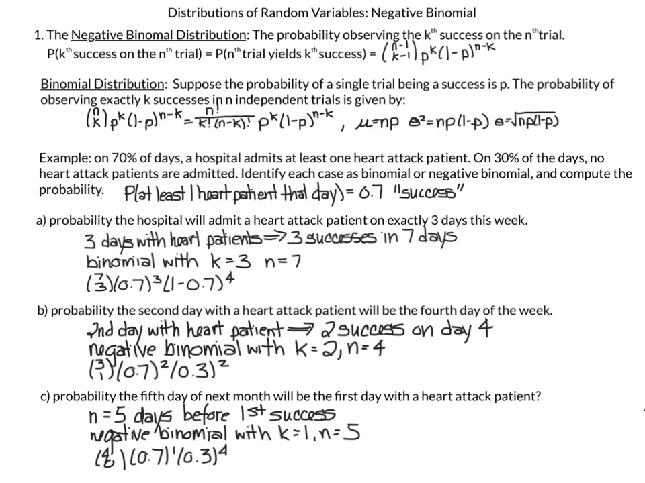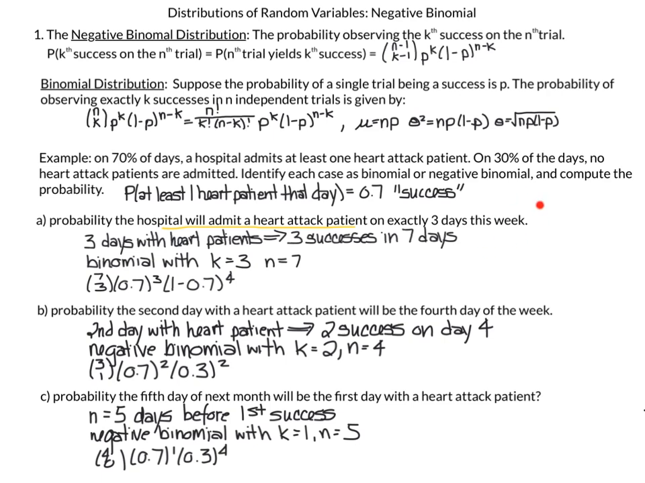So you do want to know what is considered a success. Let's look at the first problem. Probability the hospital will admit a heart attack patient on exactly 3 days this week. So the probability, what is it that we're looking for? The hospital will admit a heart attack patient. And then we're saying 3 days this week.